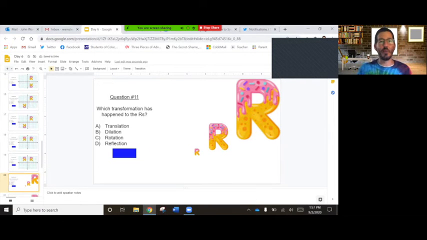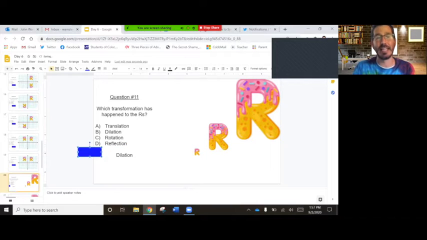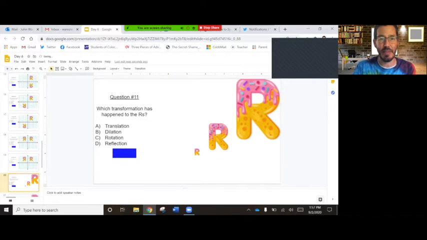Oh, question number 11. Which transformation has happened to the R's? All right, this R right here, and this R right here, and this R right here. Were they A, translated, B, dilated, C, rotated, or D, reflected? I hope you know that they have been dilated. It's a dilation. This R got dilated, it got twice as big or 3 times as big to get to this R, and this R got dilated, it got half as big or maybe a 1/4 as big to get to that R. And you know what question's coming next, I think.